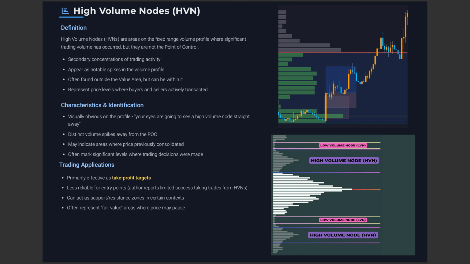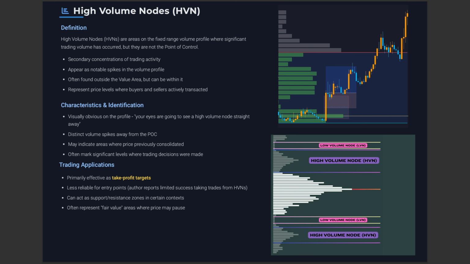Let's talk about high-volume nodes, or HVNs. These are additional volume spikes that appear on your volume profile, and while they're not as significant as the point of control, they're still incredibly valuable for your trading.